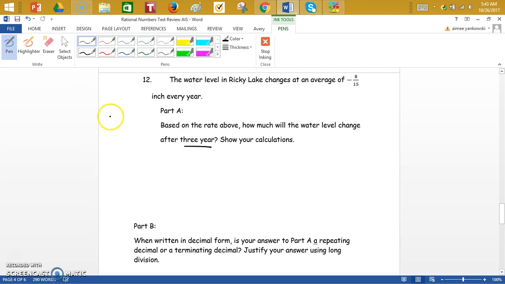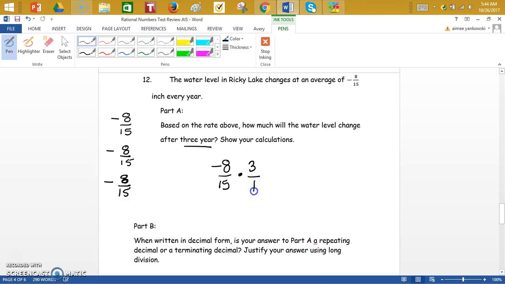Okay, so in year 1, it drops 8/15. In year 2, it drops 8/15. And in year 3, it drops 8/15. So you'd either have to add 8/15, 8/15, 8/15, or repeated addition. We multiply by 3. So negative 8/15 times 3.